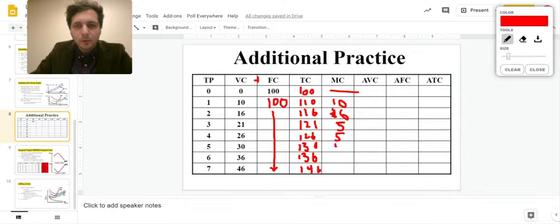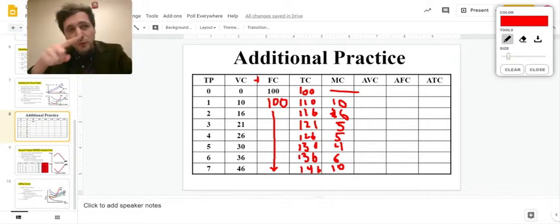126 to 130 is 4. 130 to 136 is 6. And then 136 to 146 is 10. You should see marginal cost is going down at first, and then it kind of bottoms out, and then it goes back up, right? That swoosh look that we're talking about.